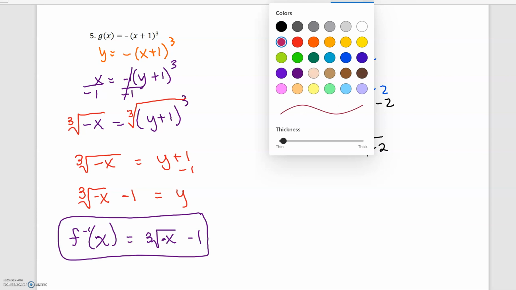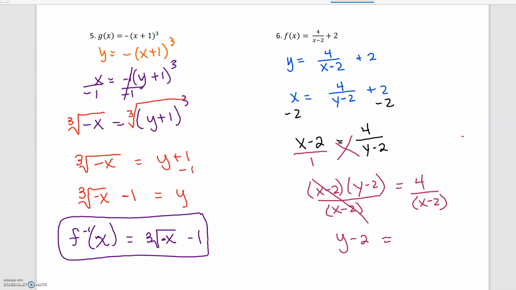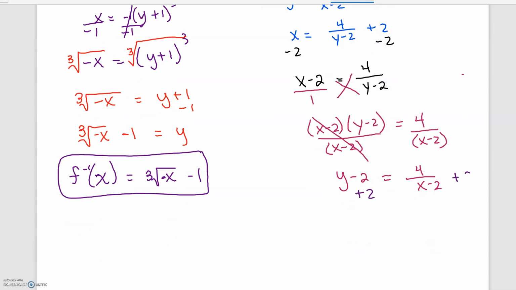Easiest way to do this one is to put this over 1 and cross multiply. So we're going to have an x minus 2 times a y minus 2 equals 4 times 1, or 4. Then we can get our y alone by dividing by this whole x minus 2 thing. And then we're just left with a y minus 2 equals that 4 over x minus 2. And then the last step is to just add 2. So f inverse is 4 over x minus 2 plus 2.